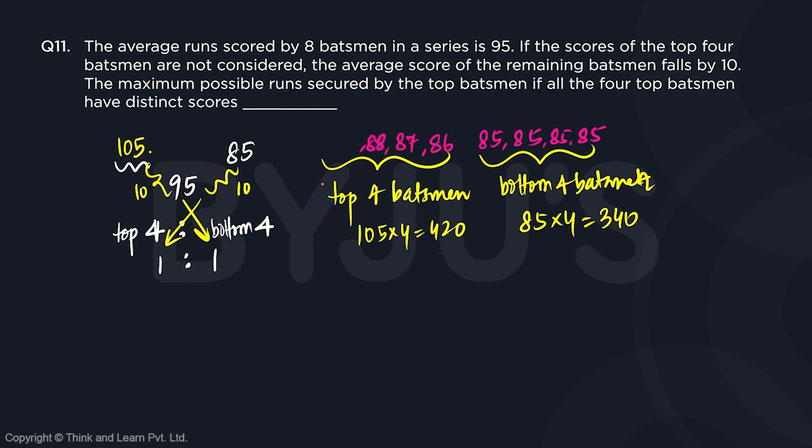So out of 420, the maximum runs we can get for the top batsman should be here. So we should subtract the sum of the runs of the next 3 top batsmen from 420. So we'll get the value of R from here. We will have 88, 87, 86, which is 240 plus 21, resulting in 261. If we subtract this from 420, we get 159. So this will be the value of R. So the maximum run the top batsman can score is 159. Since it's a TITA question, we are supposed to type in 159.